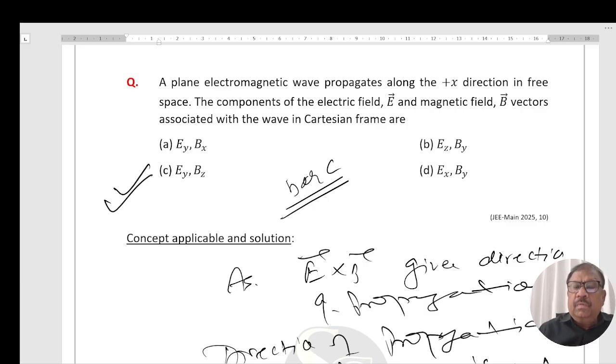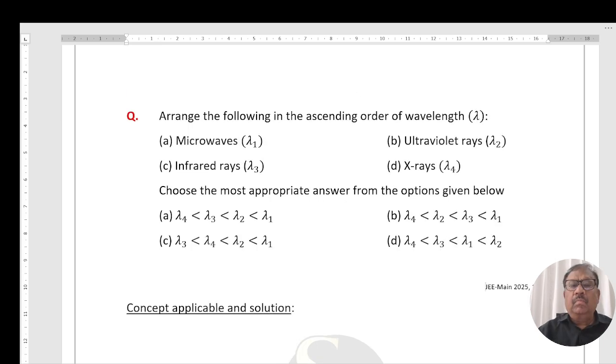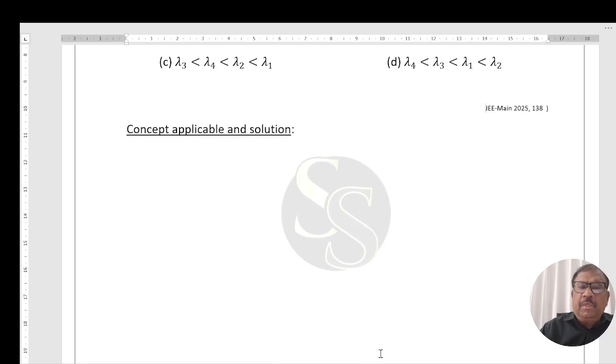Right? Next question. Question is, arrange the following in ascending order of wavelength: microwaves, ultraviolet, infrared, and X-rays. Choose the most appropriate answer. We have to arrange in ascending, that is increasing, order of wavelength. The spectrum is R, M, I, V, U, X, gamma.